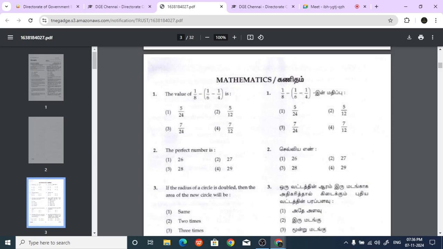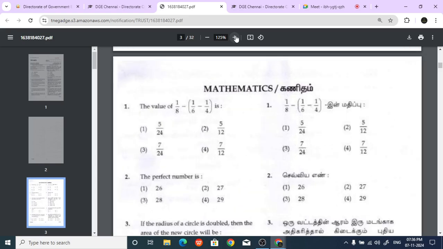Okay, we'll go to the class. So this is mathematics. These are all very simple problems. Now, the value of 1 by 8. Are you able to see the screen? All of you? Yes, sir. Okay. The value of 1 by 8 minus bracket 1 by 6 minus 1 by 4 is.